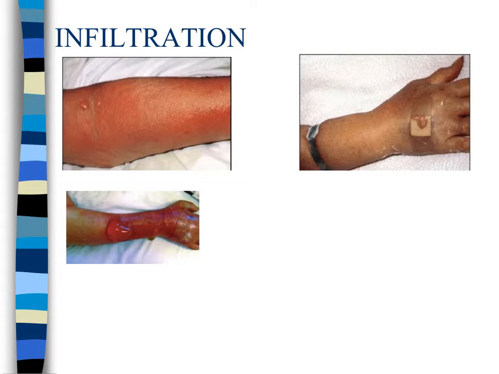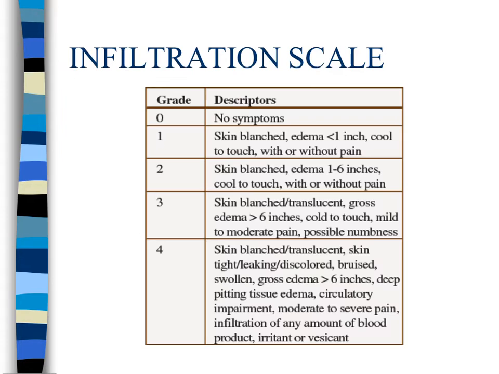Teach the patient to report discomfort, pain, and swelling, and place the catheter in appropriate sites and avoid joints such as the antecubital fossa. This is a sample of an infiltration scale, and it's rated 0 to 4, similar to the phlebitis scale. Please review the chart here.